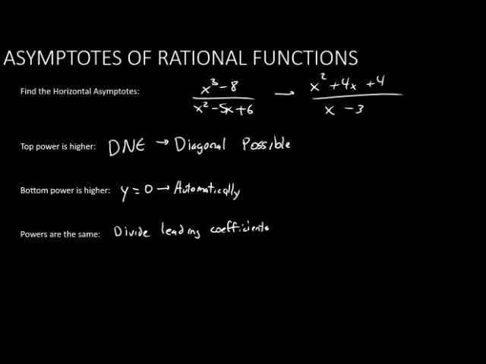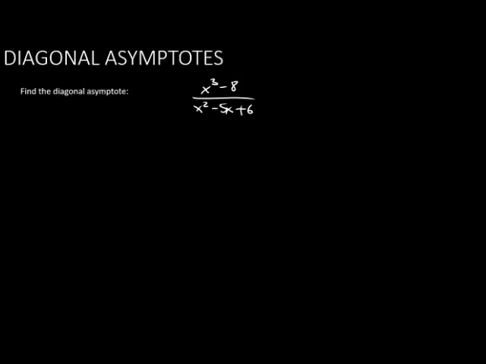If we examine the powers of our simplified form, we can see that the x squared is a second power term, and the x on the bottom, since it has no exponent, we'll give it the invisible 1, and we'll say it's first power. This means that the top power is higher than the bottom, and this means our answer for the horizontal asymptote is DNE. However, since a diagonal asymptote is possible, we'll check for that too.